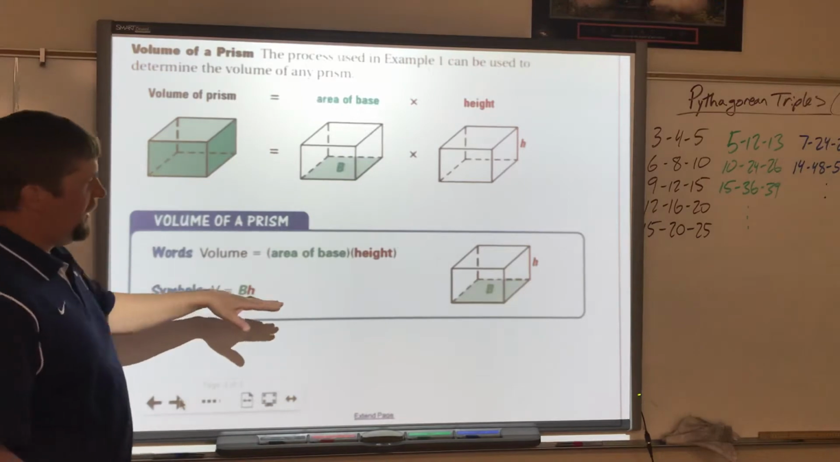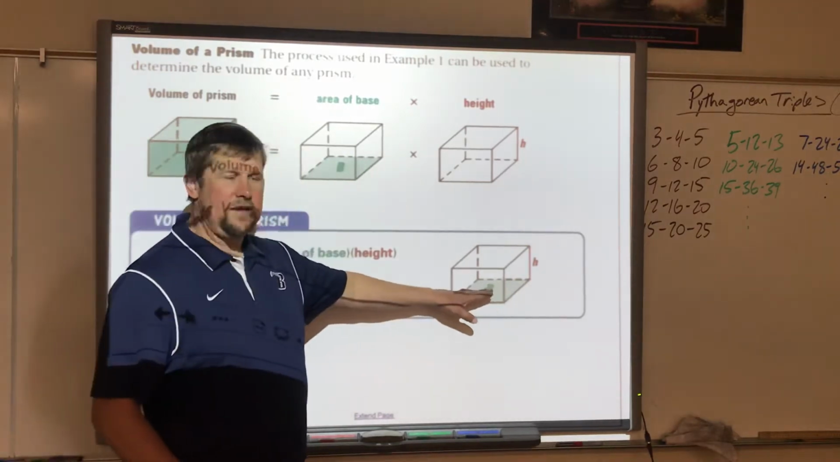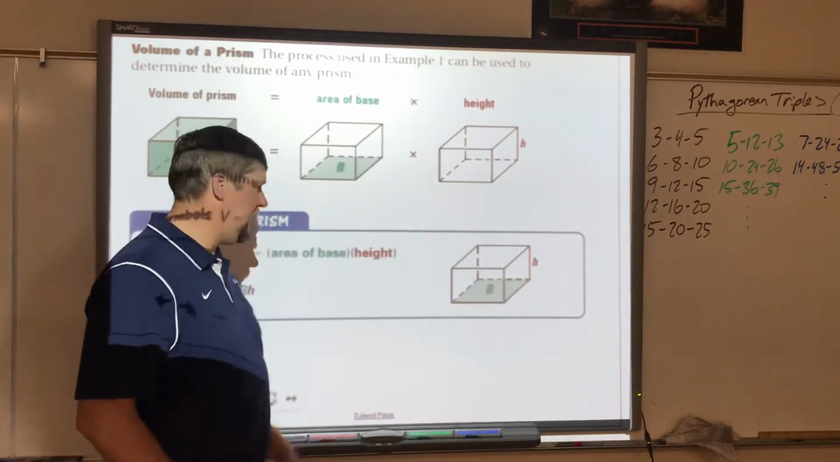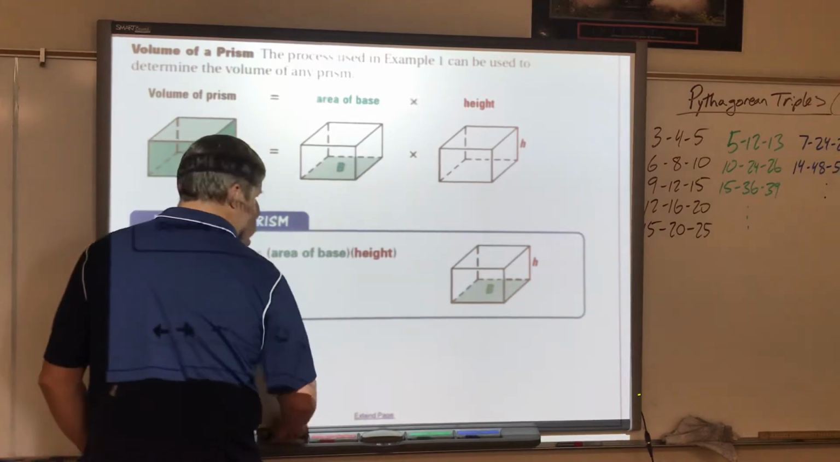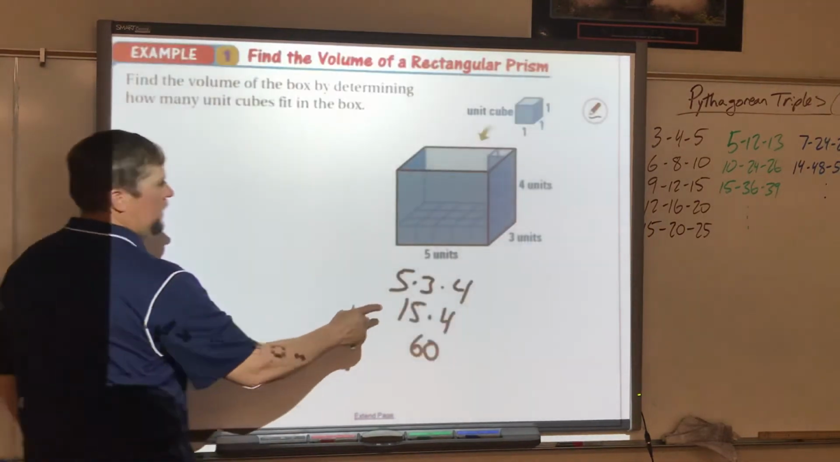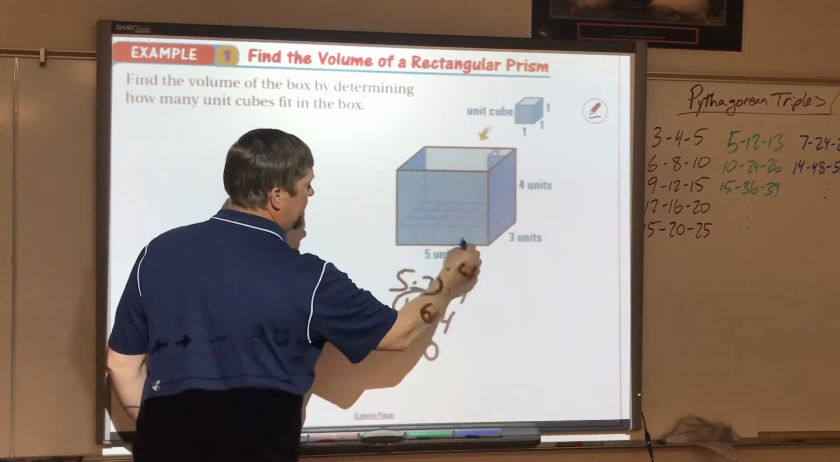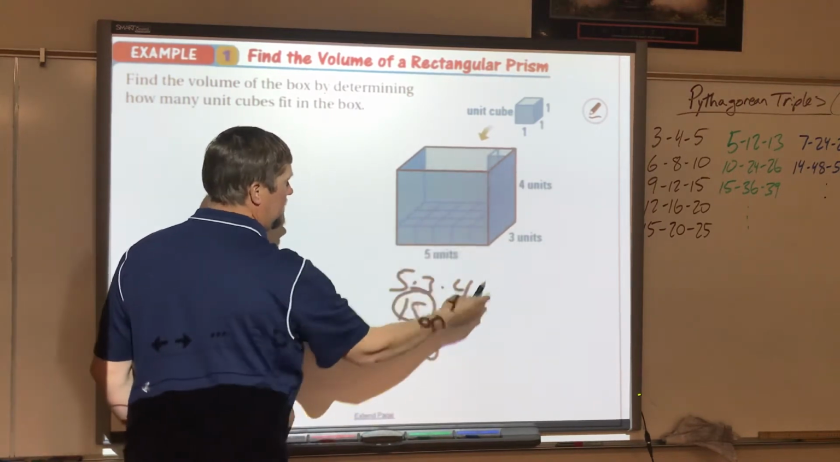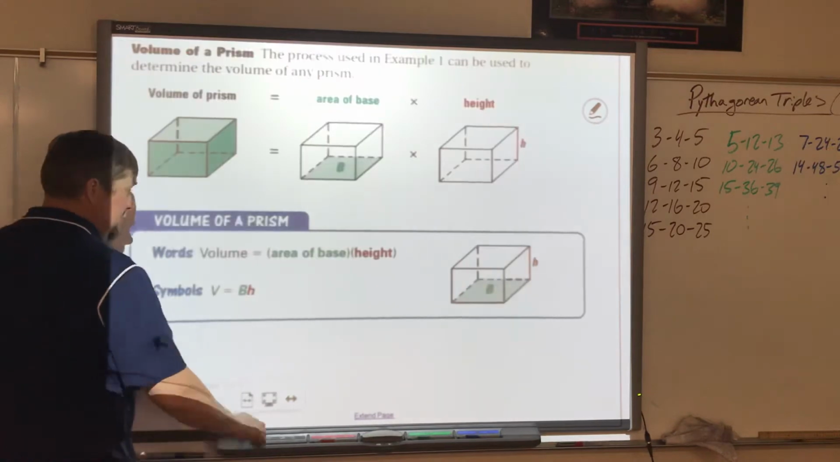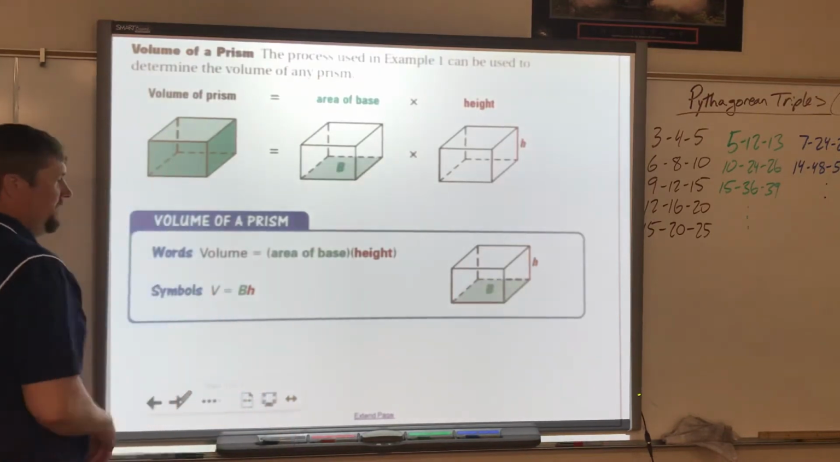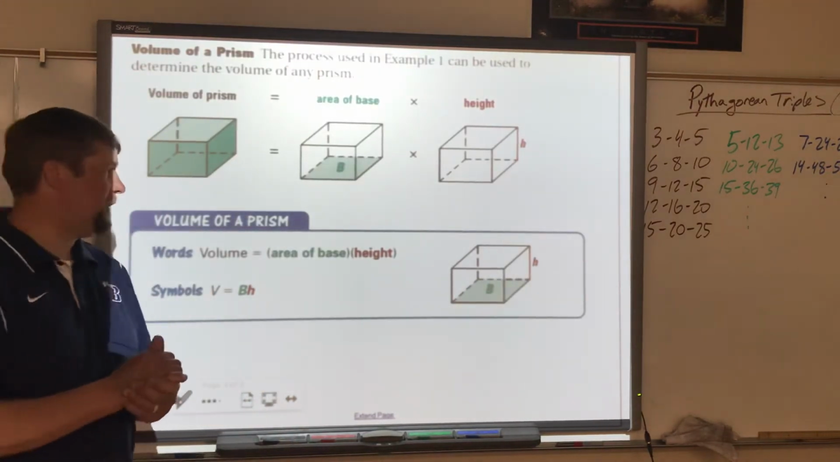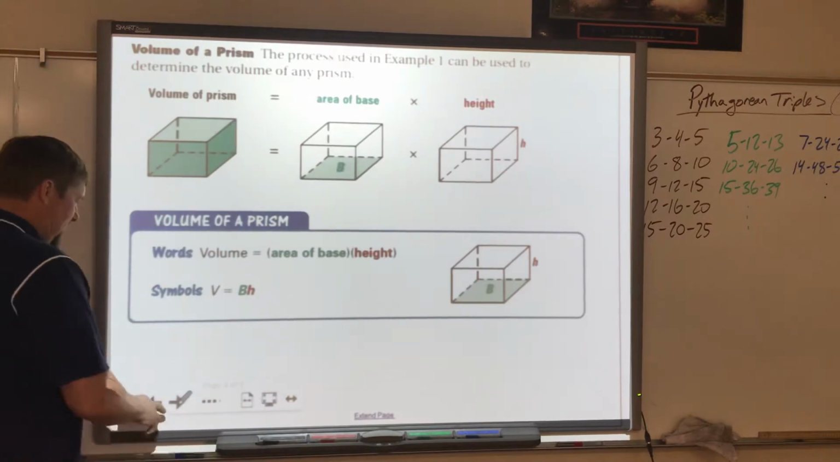You take the area of the base, whatever that is, and you multiply it times the height, just like we did back here. The area of the base was 15, 3 times 5 is 15. Then we multiplied it times the height. So the volume of anything just about is area of the base times the height.